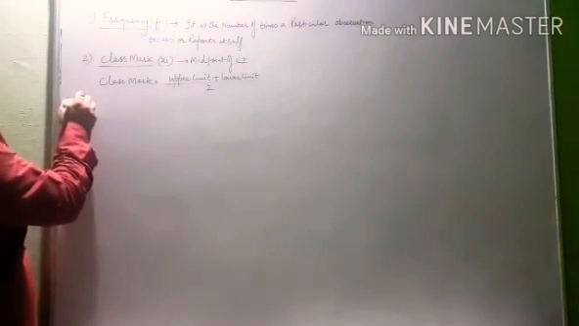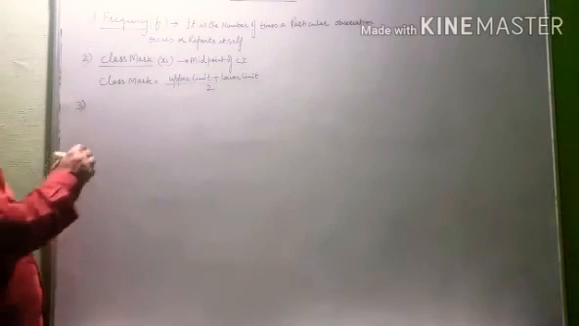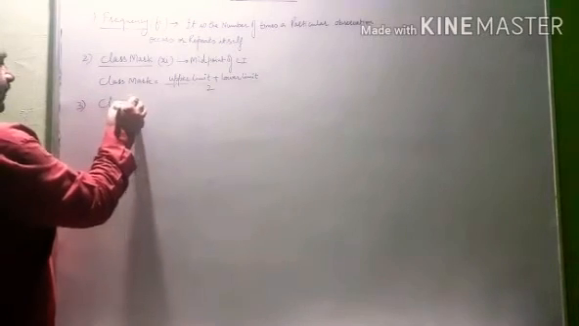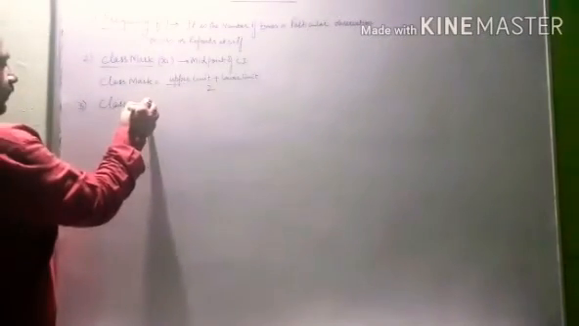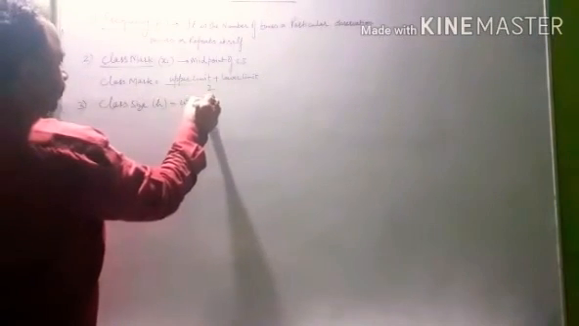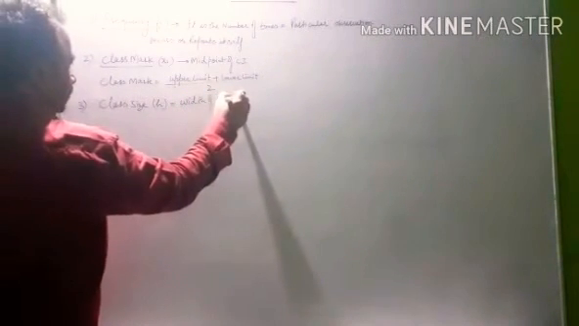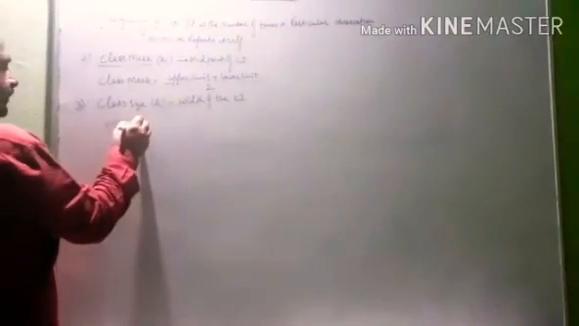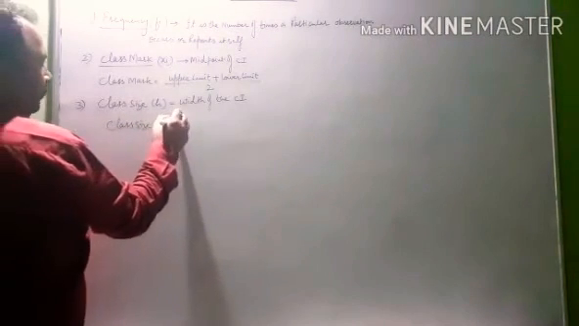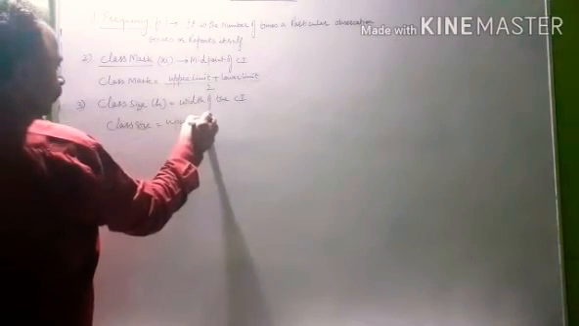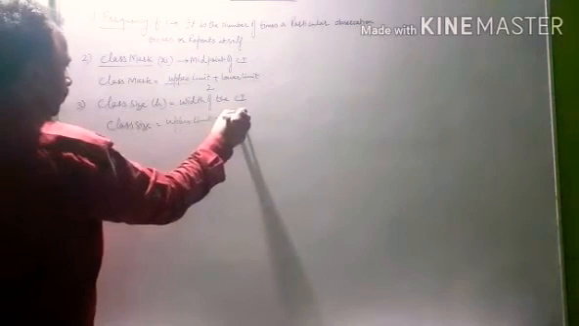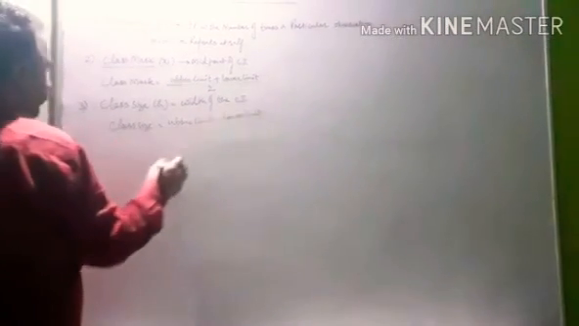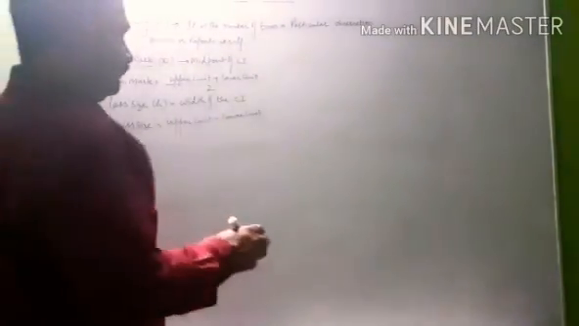Then the third one is class size. The symbol is H. It is also known as the width of the class interval. Now the formula for class size is upper limit minus lower limit. Now let's take one example.